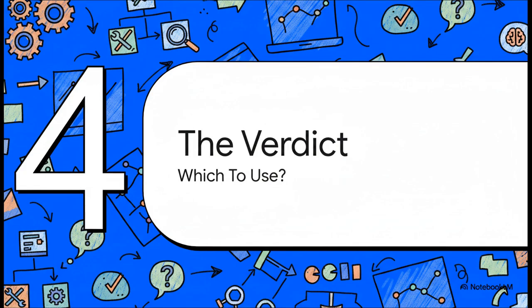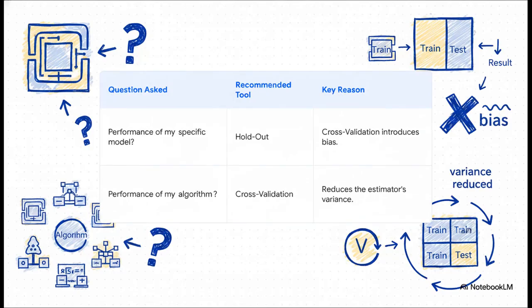So let's bring it all together and connect this back to our tools. Choosing the right one really just comes down to matching it with the right question. And here it is, the final verdict, laid out nice and simple. If you are asking that conditional question, how good is my one specific model, you should use the holdout method. It gives you a direct, unbiased estimate for that single model. But if you're asking the unconditional question, how good is my algorithm in general, then cross-validation is absolutely your friend. It's all about reducing the randomness from a single split to give you a much more stable and reliable answer.